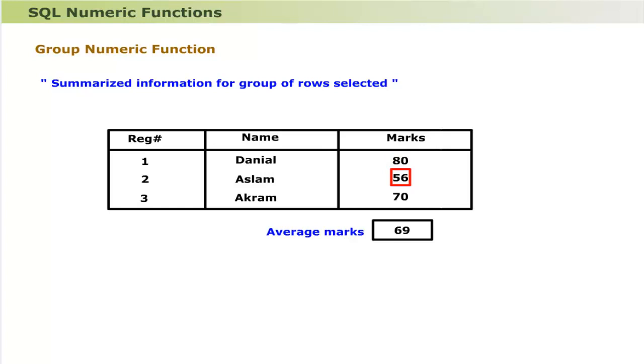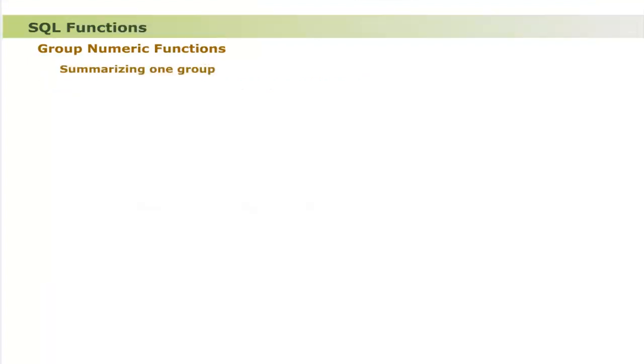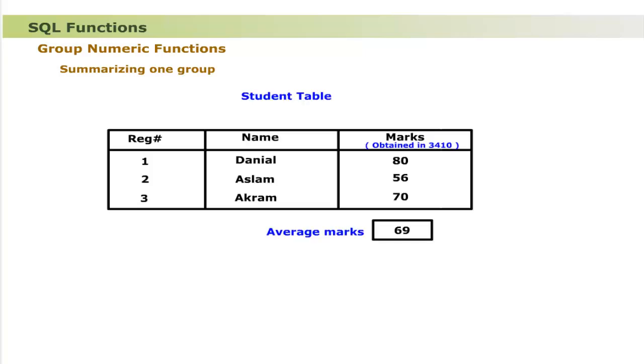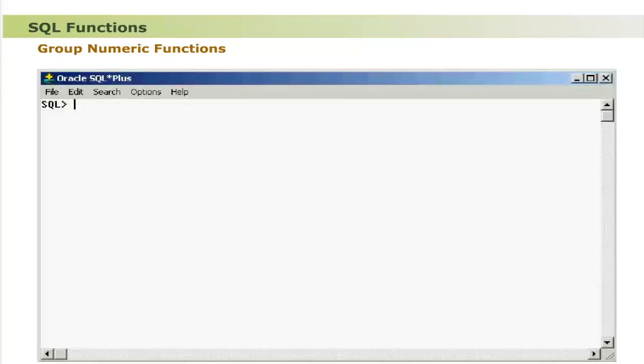Dear learners, the group numeric functions are used in two ways: by summarizing one group, by summarizing many groups. By summarizing one group, the rows are selected to form only one group to get one result, such as average marks obtained by students in a given course. The select command that uses the group numeric function average applied is.